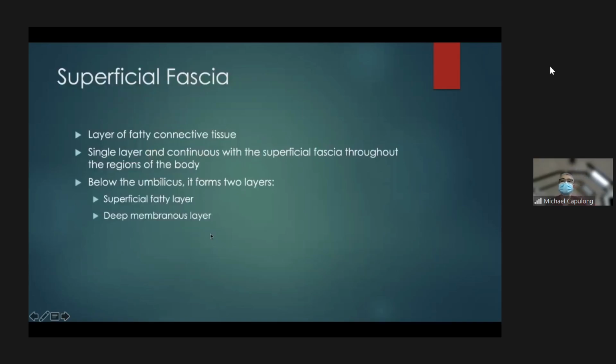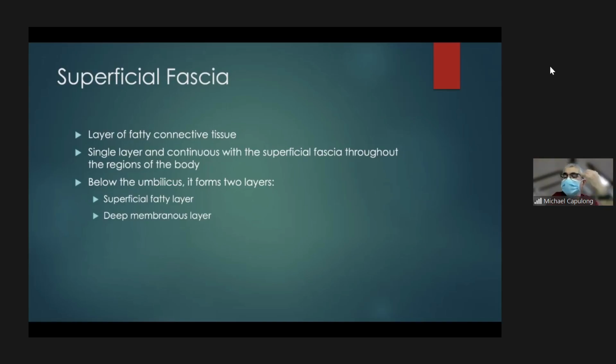So after the skin, the next layer that you will see would be your superficial fascia. This is the supporting tissue immediately below the skin, and this is a layer of fatty connective tissue. It is a single layer and continuous with the superficial fascia throughout the regions of the body. So what do I mean by this? This is continuous also with the superficial fascia that you see in the chest, in the thorax, and likewise in the lower extremity as you go down.